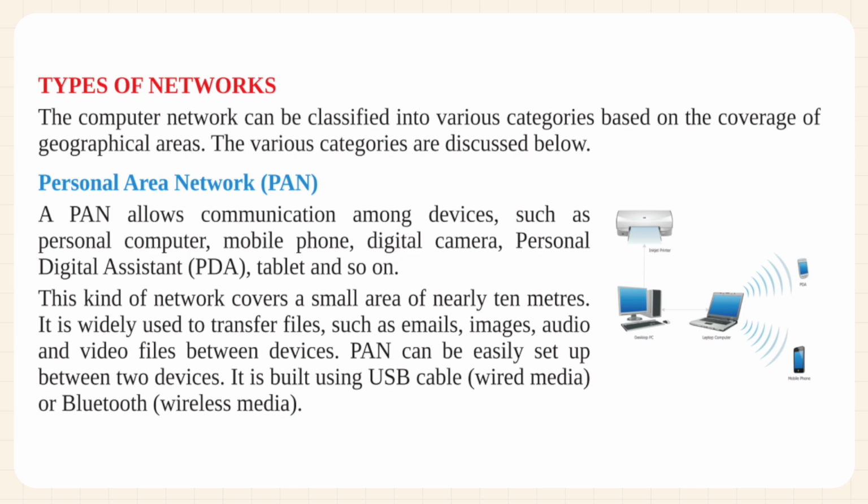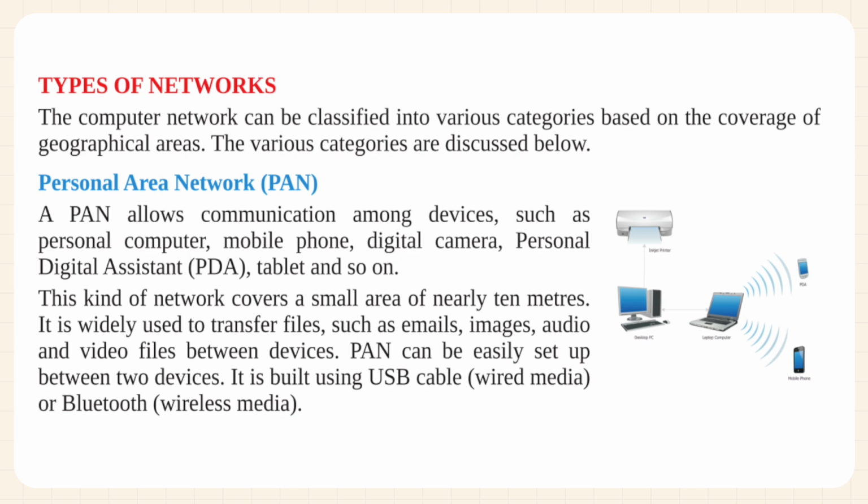Types of networks. The computer network can be classified into various categories based on the coverage of geographical areas. The various categories are discussed below. Personal Area Network (PAN): a PAN allows communication among devices such as personal computers, mobile phones, digital cameras, personal digital assistants (PDAs), tablets, and so on.